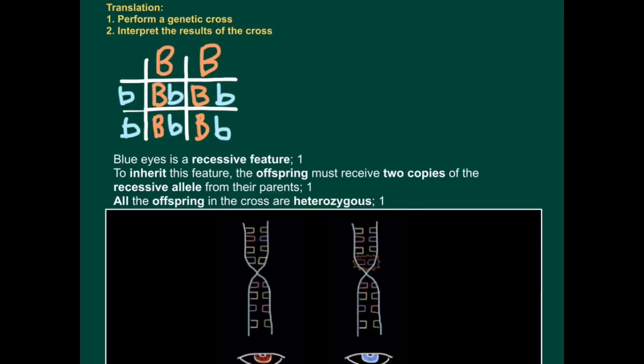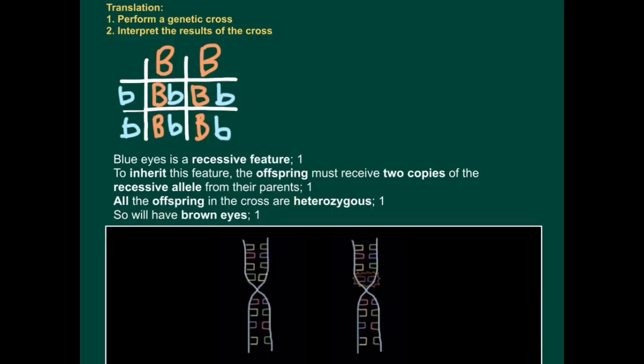Hetero means different. Zygous refers to zygote, in other words, the fertilized egg from which the offspring develops. So the fertilized egg has a different combination of alleles, that's literally what it means. So we'll have brown eyes, so all the offspring will have brown eyes. You'd probably get 3 marks for this alone, or 2 to 3 marks, and you get the rest of the marks from your comments.